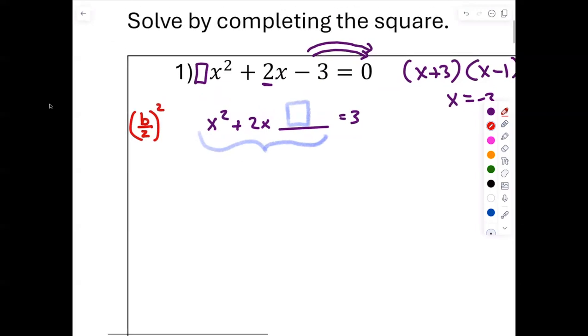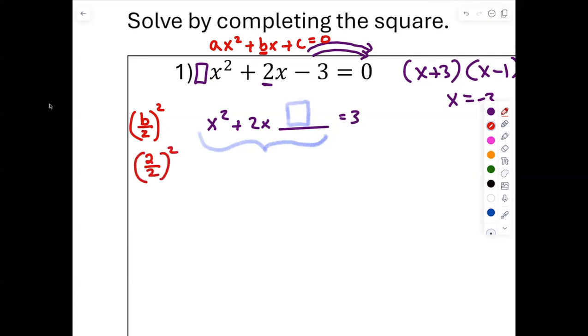Now, something I probably should have put up here on the board is when you complete the square, your quadratic is this: ax squared plus bx plus c equals 0. So b is simply the number in front of the x, which most of you already knew. So what number's in front of the x in this case? So we say 2 divided by 2, and then we square it.